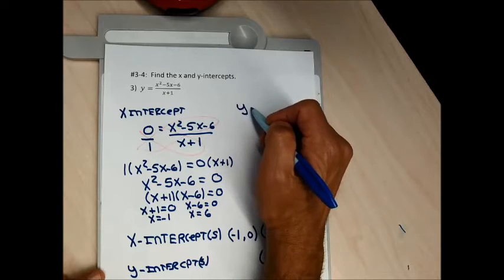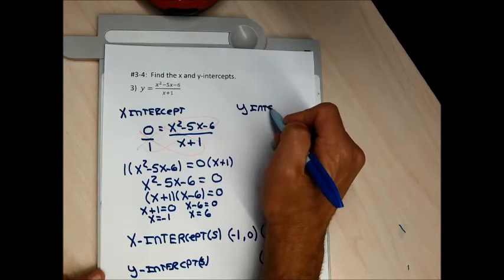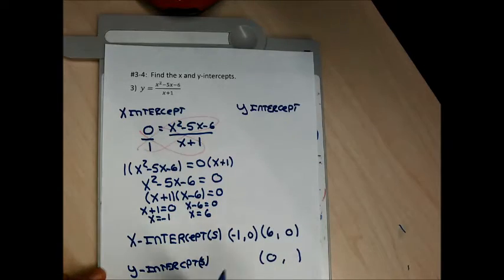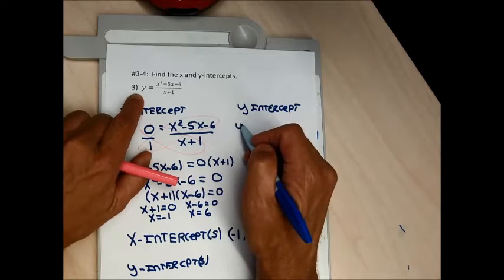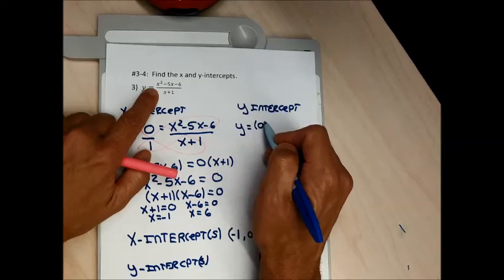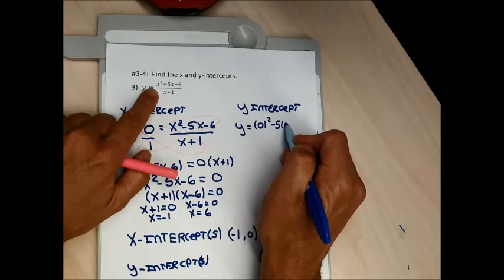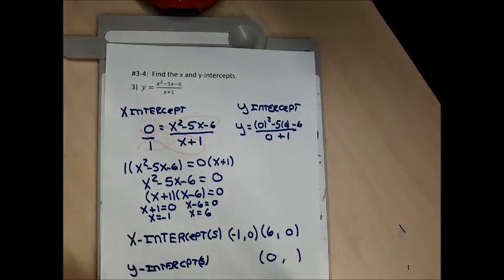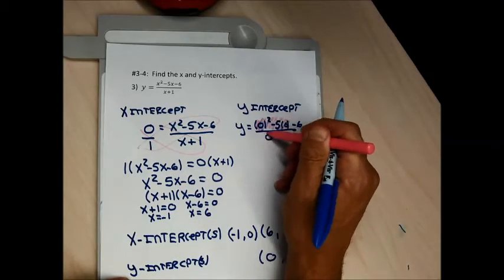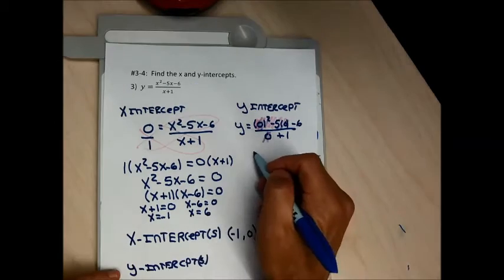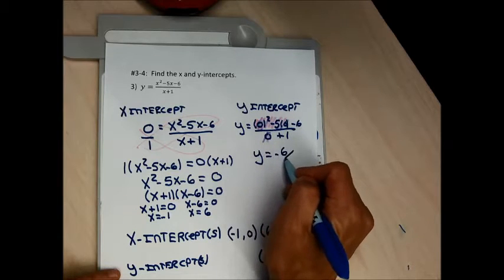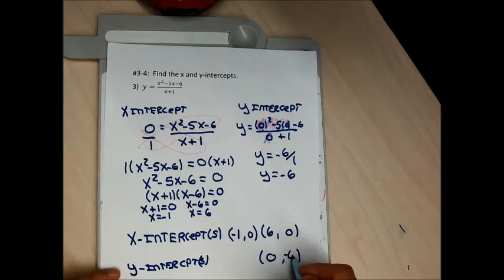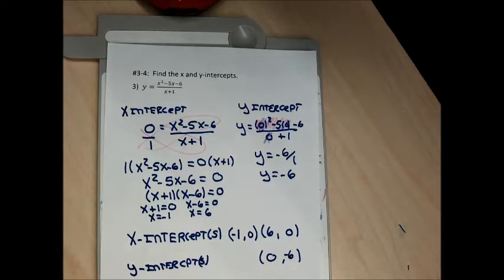For the y-intercept, you're just going to plug 0 in for x. And there's only going to be one y-intercept for this because it's a function, but in the next one we're going to get 2 y-intercepts. So for the y-intercept, I'm going to go y equals 0 squared minus 5 times 0 minus 6 over 0 plus 1. All the places with zeros just go away and turn into 0. So that's going to leave me with y equals minus 6 over 1. And minus 6 over 1 is equal to minus 6. So for my y-intercept, I'm going to write it as the point 0, minus 6.